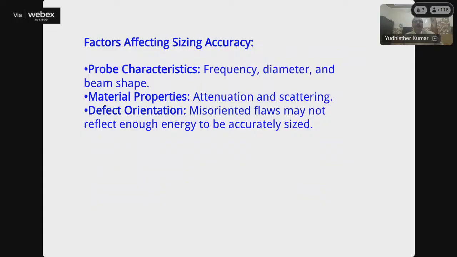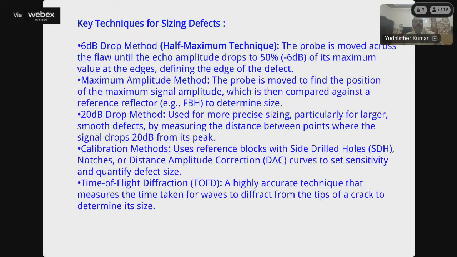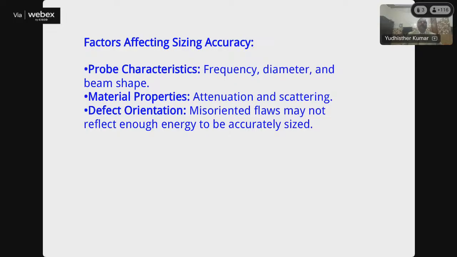So, key factors affecting sizing accuracy. Usually there are various factors which affect size accuracy. One is probe characteristics, which depend basically on the frequency, diameter of the probe, and beam shape. Then material properties, whether the material to be tested is attenuating and scattering. These are also factors affecting the accuracy. Then defect orientation, whether the defect is lateral or axial, or misoriented flaws that may not reflect enough energy to be accurately sized. These are the problems when we use ultrasound for sizing of defects.